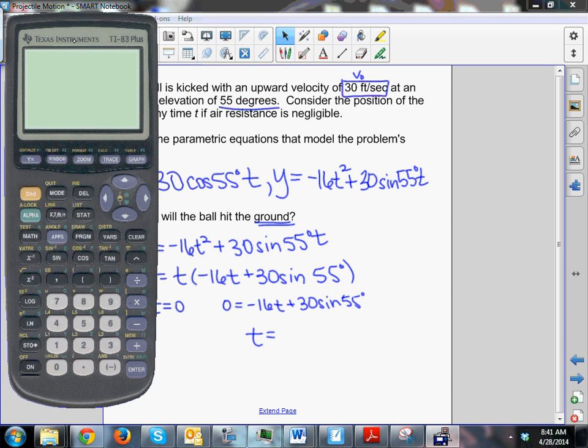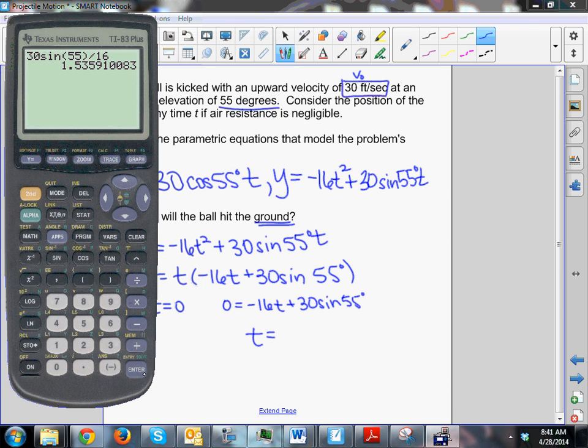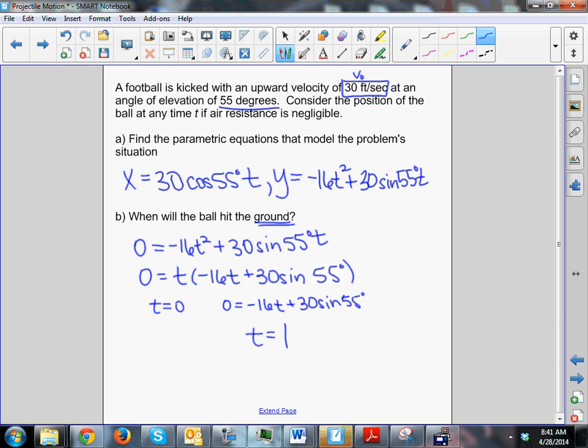Okay, or you could just say, all right, we're taking 30 sine of 55, correct? And doing what? Fine. We could do that, but that would be the easy way out. Okay. What do we get? 1.5359, so to 3 decimal places, 1.536. And what is our unit?